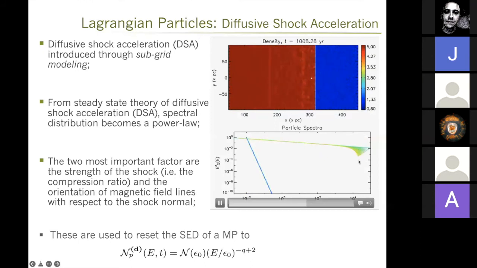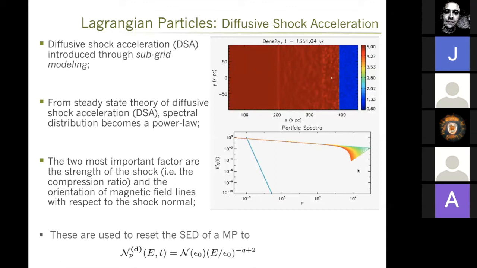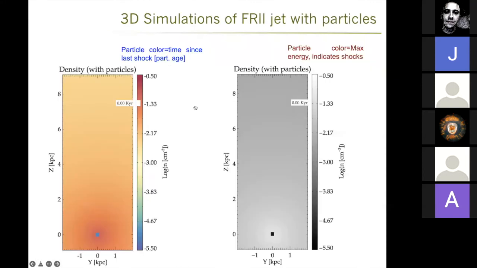Notice that now the spectrum keeps changing, and these changes are due to synchrotron cooling. Because it's true that you energize the particle, but it is also true that the particle will lose energy because of synchrotron cooling or inverse Compton. Now you can imagine with this kind of approach, you can really move on and do the next step, which is modeling three-dimensional simulation of, for example, an FR2 jet.